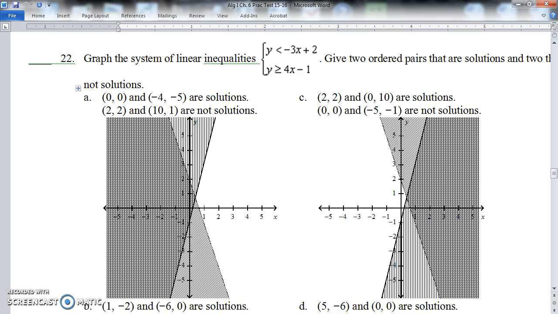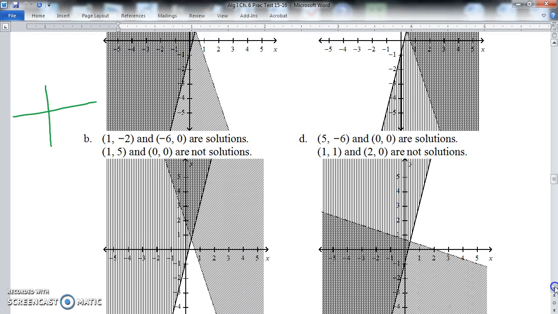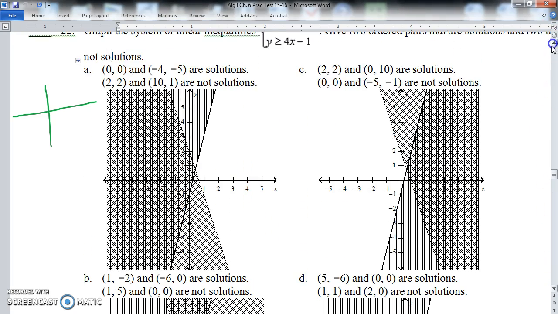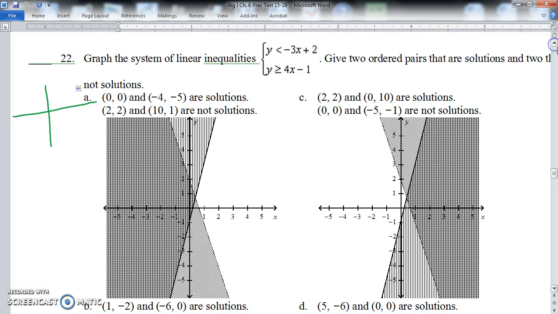Number 22 says to graph the system of linear inequalities, give 2 ordered pairs that are solutions and 2 that are not solutions. Let's just sketch a quick graph over here of what these two would look like. It looks like all 4 of the graphs are a little bit different from each other, so we could probably be able to tell just from sketching our quick graph what answer choice we should pick.